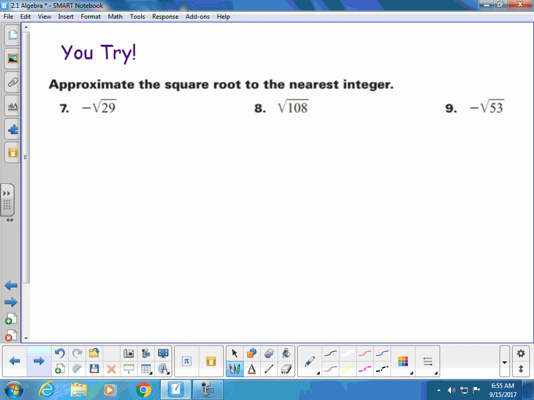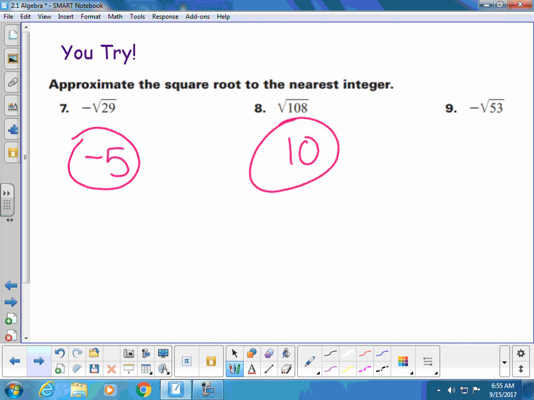All right, the first one, 29 is closer to 25 than it is to 36. So the square root would be basically close to the square root of 25. And then I applied my negative sign that was out front. 108 is close to 100, and if I would square root 100, I'd get 10. So that's 10. And 53 is a number pretty close to 49. The square root of 49 is 7. And then you apply the negative sign that was out front.